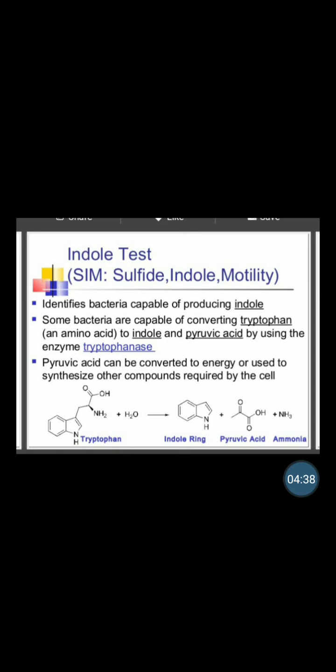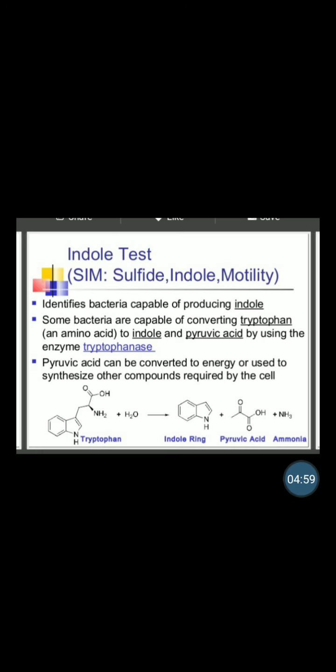This pyruvic acid can be converted to energy, or it is used to synthesize other compounds required by the cell. Here we can see the structure of tryptophan, then the indole ring, pyruvic acid and ammonia. Here we can see the reaction.